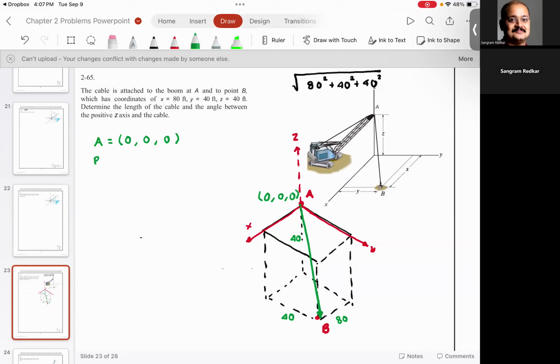My B coordinate is plus, no, wait a second. I can't assume. Let me make sure. Yeah, this is right hand coordinate system. So this should work. So this is 80. Then I have 40. And I have minus 40.